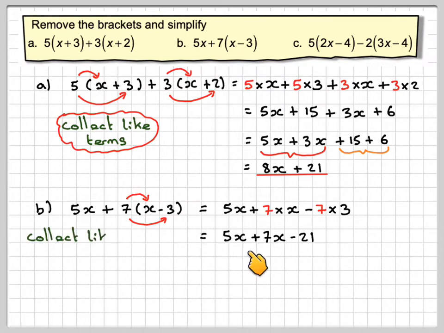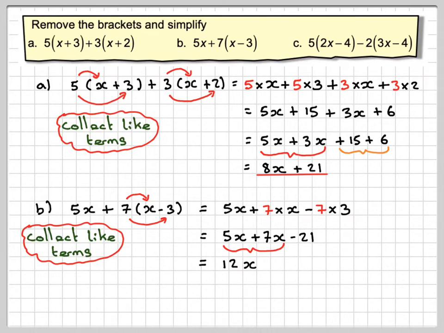And then we're going to collect the like terms together. So we've got 5x and 7x. That's going to make a 12x. And then we've just got a minus 21 there. The important bit to realise is that we're only going to expand the second part. This is not part of the expansion.